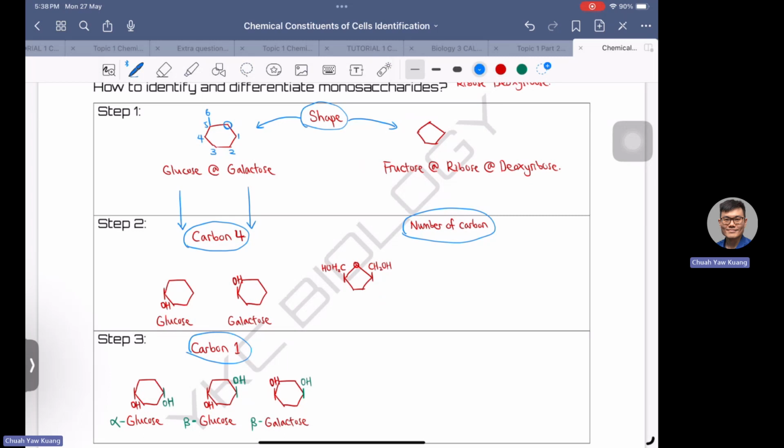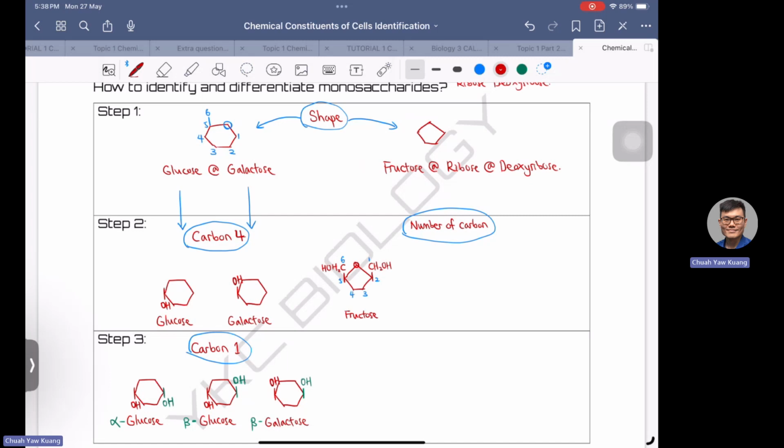So this would be carbon number 1. The CH2OH would be carbon number 1. Then carbon number 2, carbon number 3, carbon number 4, carbon number 5, and then the CH2OH again is carbon number 6. So if you find out that that pentagon is having 6 carbon, then that means that these must be the fructose.